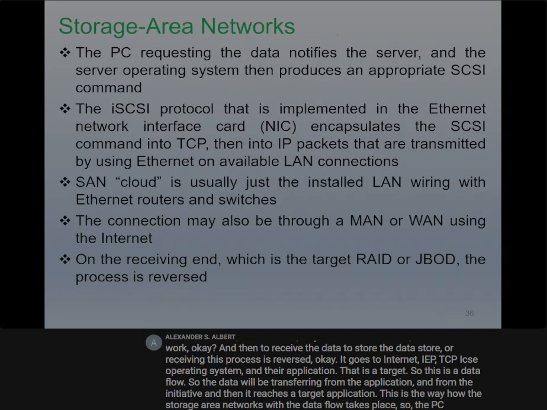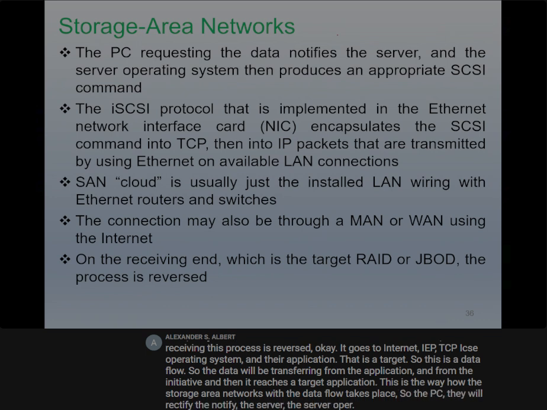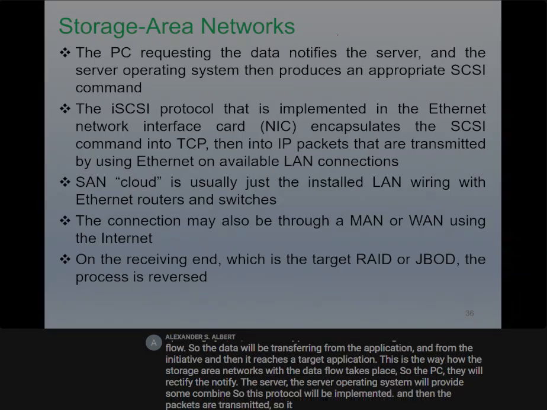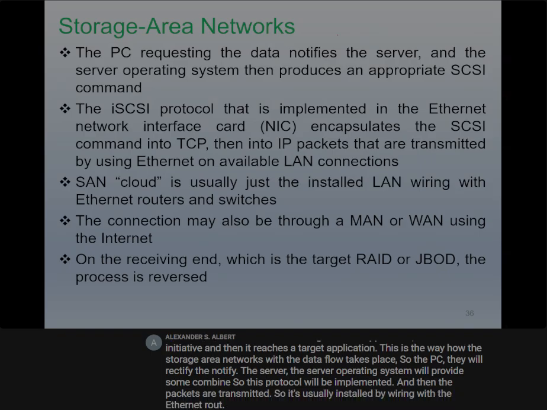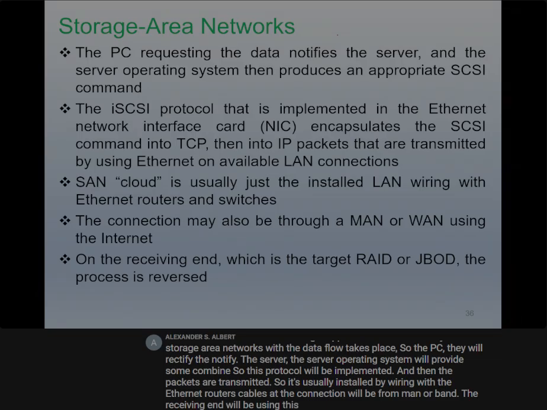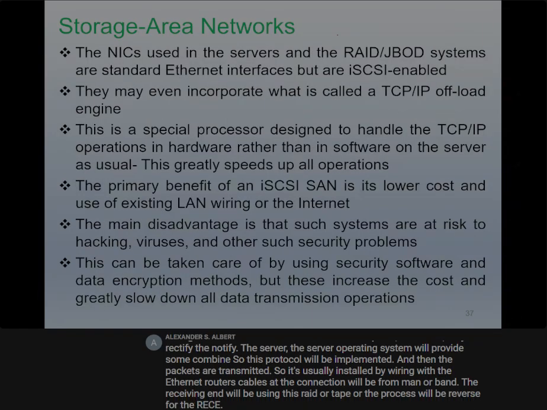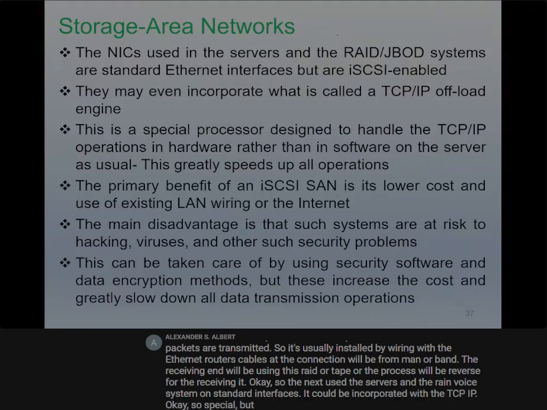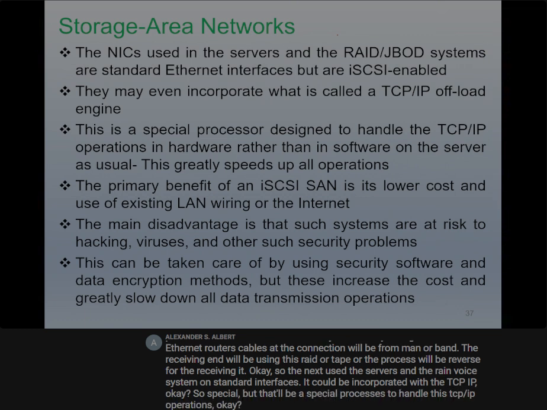So the PC will notify the server, and the server operating system will provide some command. So this protocol will be implemented, and then the packets are transmitted. It's usually installed by wiring with Ethernet router cables, and the connection will be from MAN or WAN. The receiving end will be using this RAID or JBOD. The process will be reversed for the receiving end. So the NICs used in the servers and the RAID devices use standard interfaces. It will be incorporated with TCP/IP. There will be special processors to handle these TCP/IP operations, which will speed up all the operations.